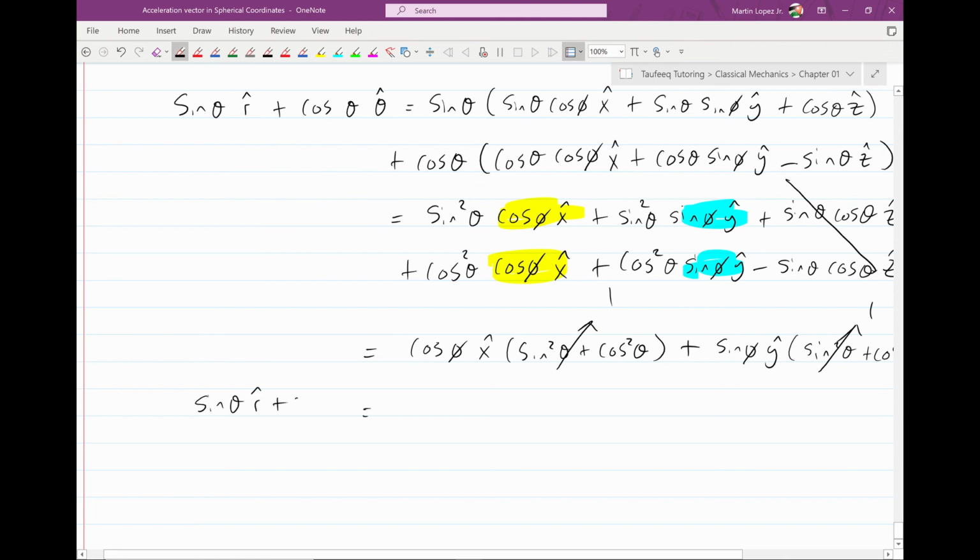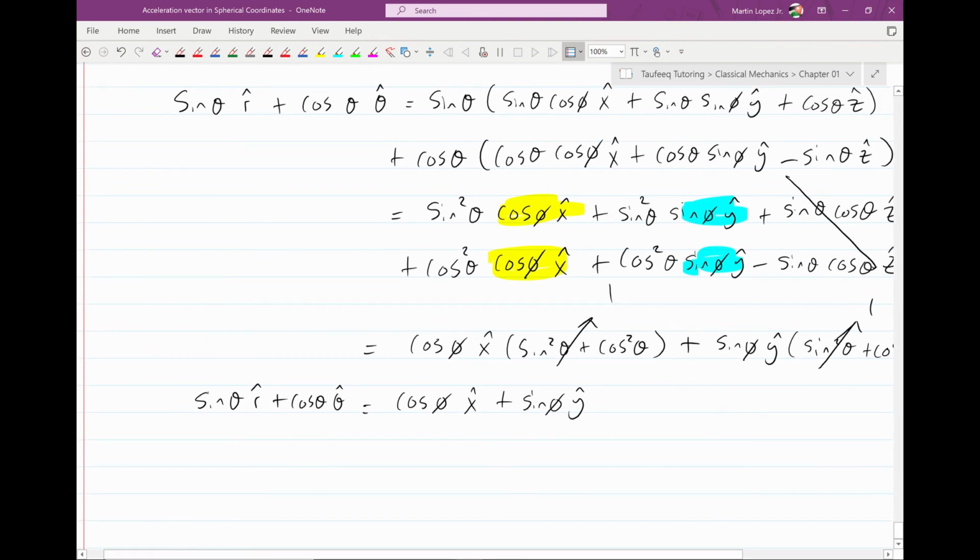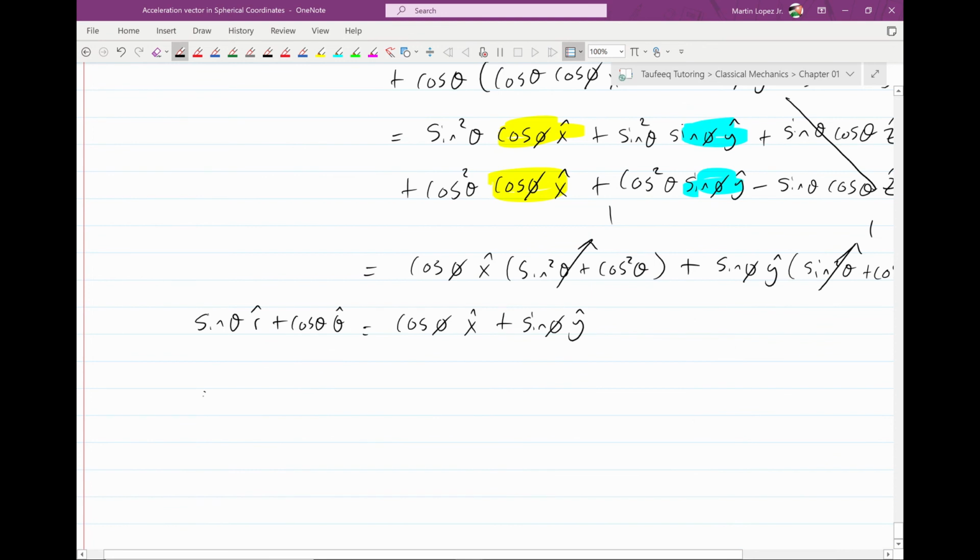We're left with sine theta r hat plus cosine theta theta hat is equal to cosine phi x hat plus sine phi y hat, which is the direction of the s vector. I don't really want to get into that right now. We can possibly get into that in another video, God willing. Great. So now we have a way to convert our expression in terms of x hat and y hat into an expression that's solely a function of r, theta, and theoretically phi, but there's no phi there. Okay. So now let's do that.